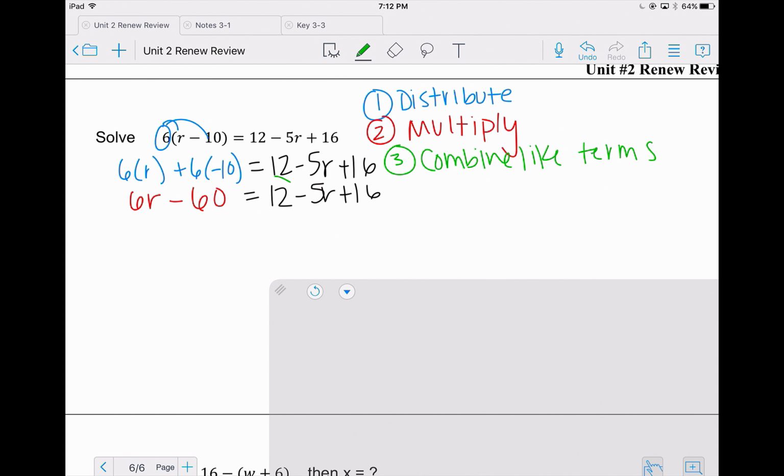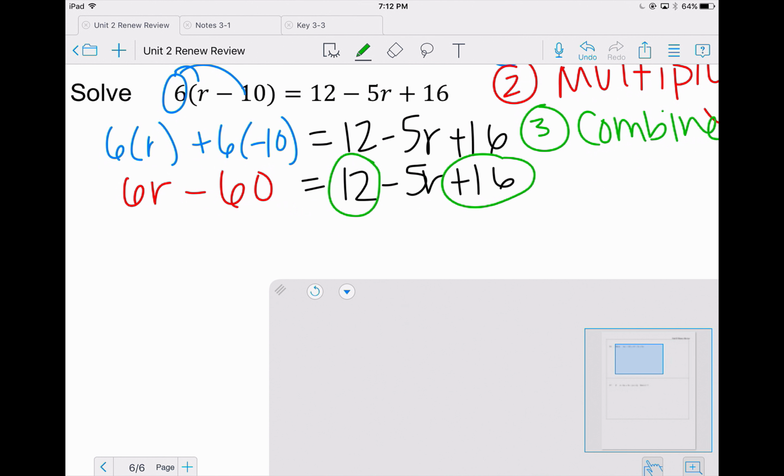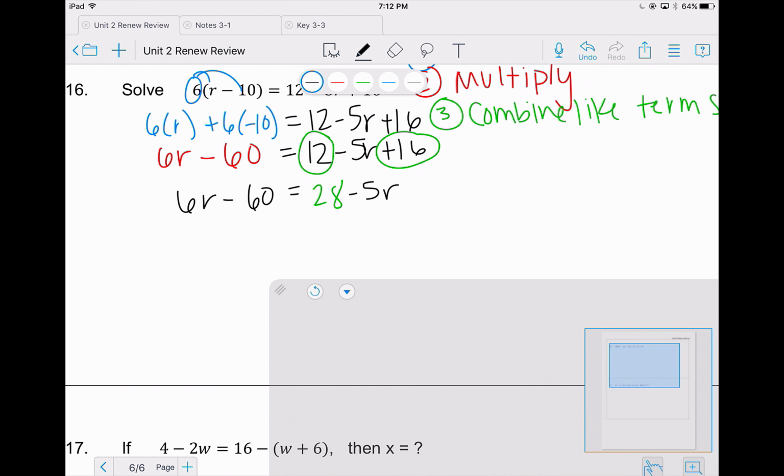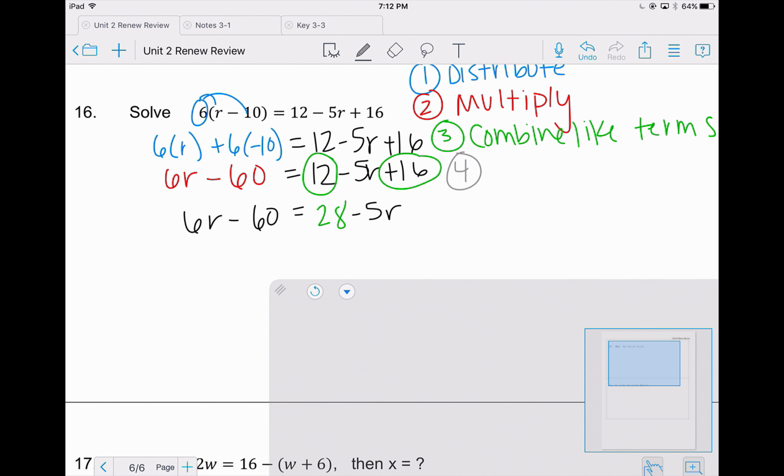On the right side, I have 12 plus 16, so I'm going to clean that up. 12 plus 16 is 28. Everything else stays the same. And then if I try to box my terms, I can see that I have terms on either side. So I'm going to move the smallest. Looking at my r's, I have negative 5r and a positive 6r.